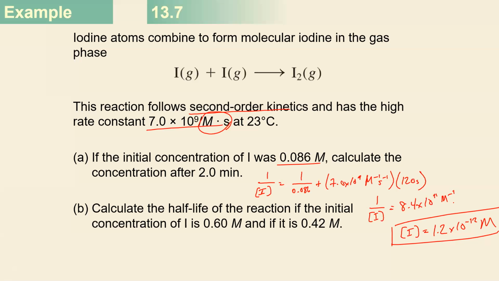So second question, calculate the half-life if the initial concentration is 0.6 and if the initial concentration is 0.42. And so remember the half-life for second order depends only on the initial concentration. And so t1/2 is equal to 1 over 7.0 times 10 to the 9 per molar per second times 0.6 molar. And this one is the same except 0.42.